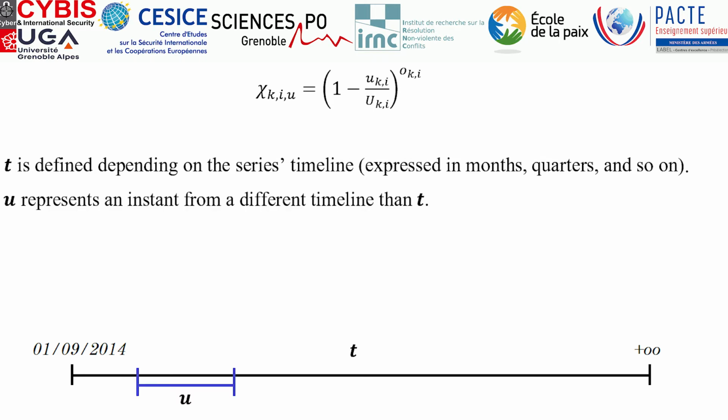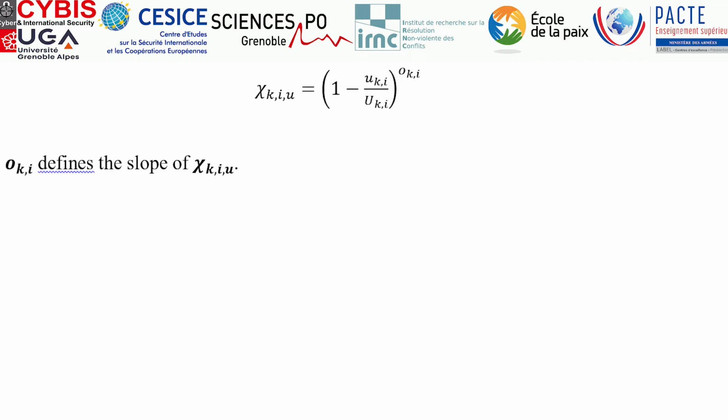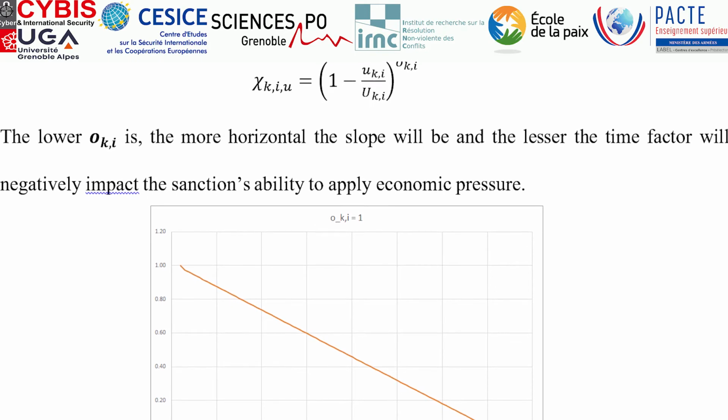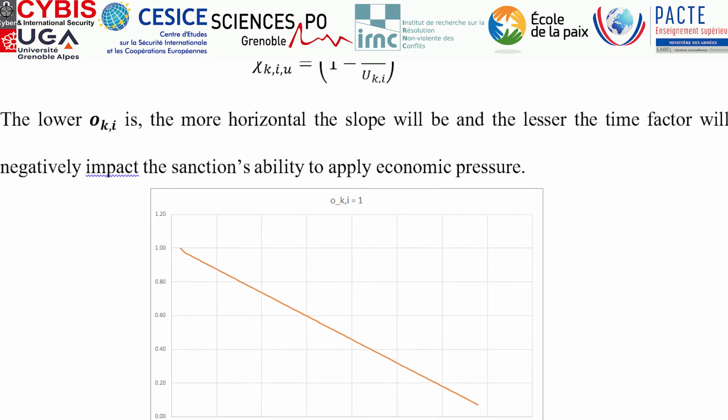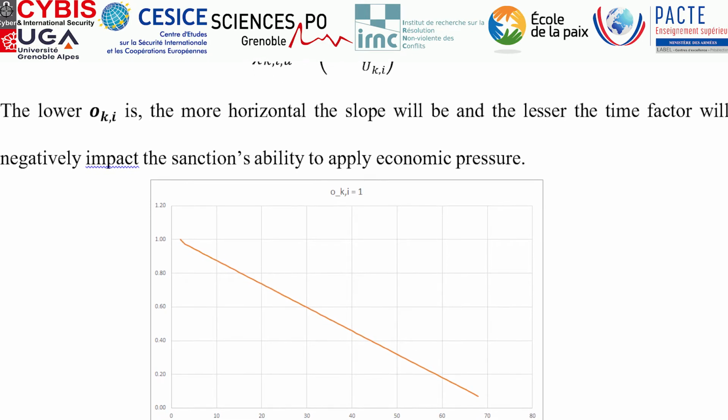U represents an instance from a different timeline than T, in the way that U is the moment when the sanction is introduced and the moment when the sanction will be over, represented by U in capital letter. O defines the slope of K, and the lower O is going to be, the more horizontal the slope will be, and then the lesser the time factor will negatively impact the sanction's ability to apply economic pressure.